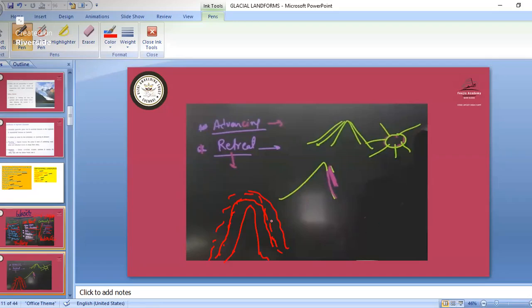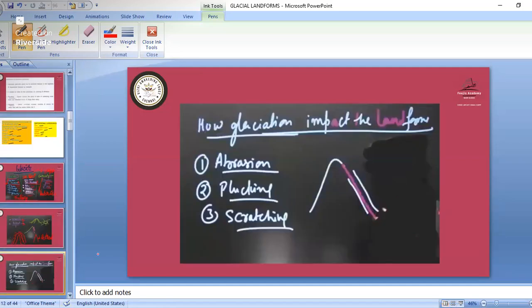Now during the summertime, what will happen here? The height will become less. These ice caps will melt. That is the retreating of the glacier. In the advancing part we have some formation of landforms, and in the retreating part also we have some formation of landforms. All those things we'll study. First we'll see how glaciation impacts the formation of landforms.